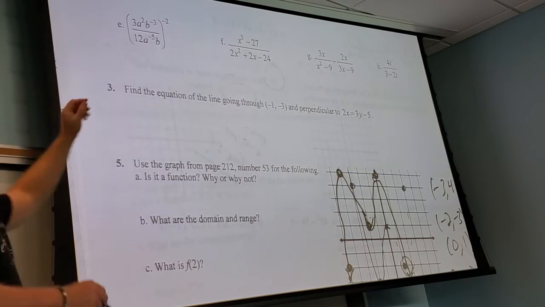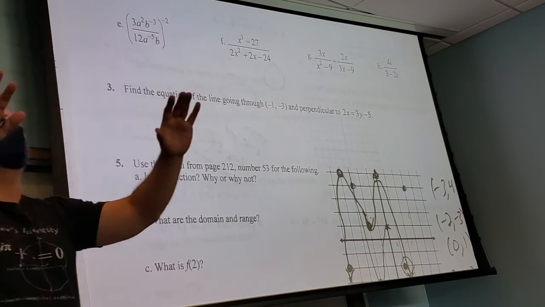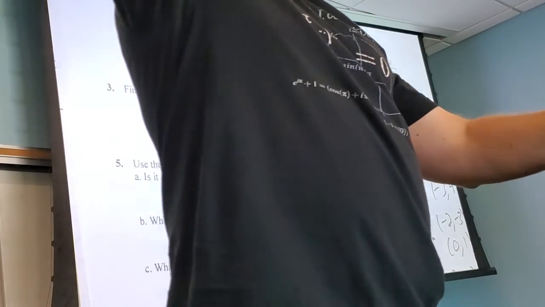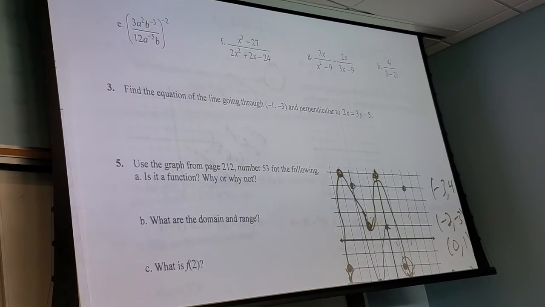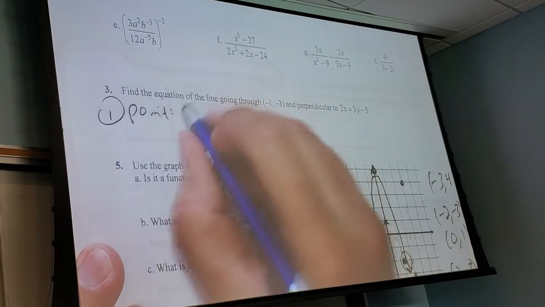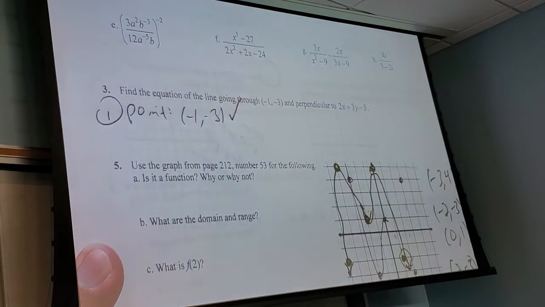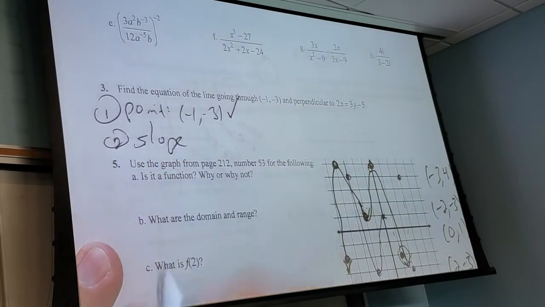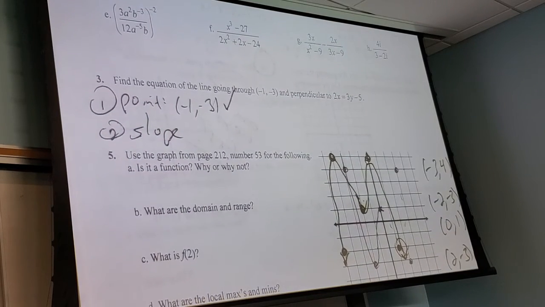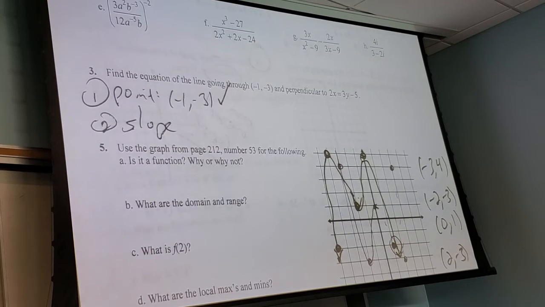How do you find the equation of a line? What do you need to figure out the equation of a line? You definitely need the slope. What else? Y-intercept or a point, right? Do I have a point? Yes, sometimes I have a point. Point is -1, -3, right? Check. Do I know the slope of my line? No. Check. Do I have information related to the slope of my line? Yes, my line is perpendicular to that line.